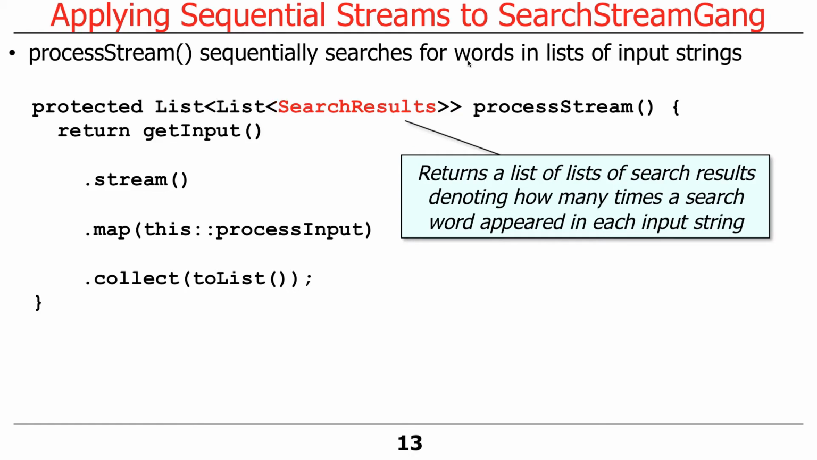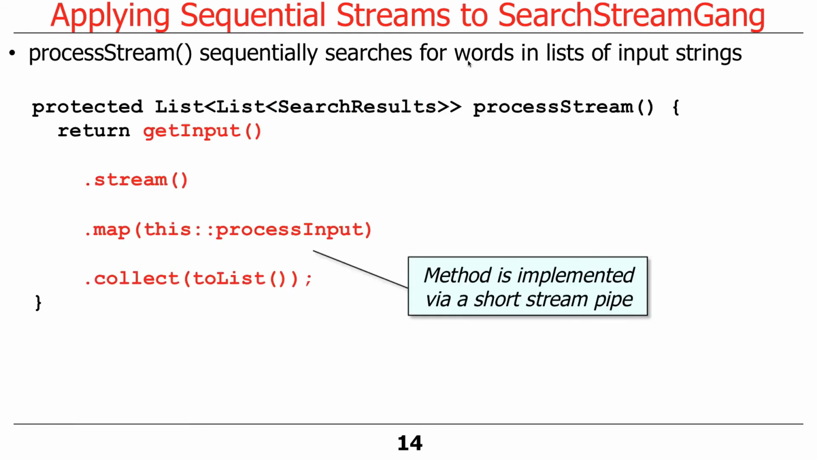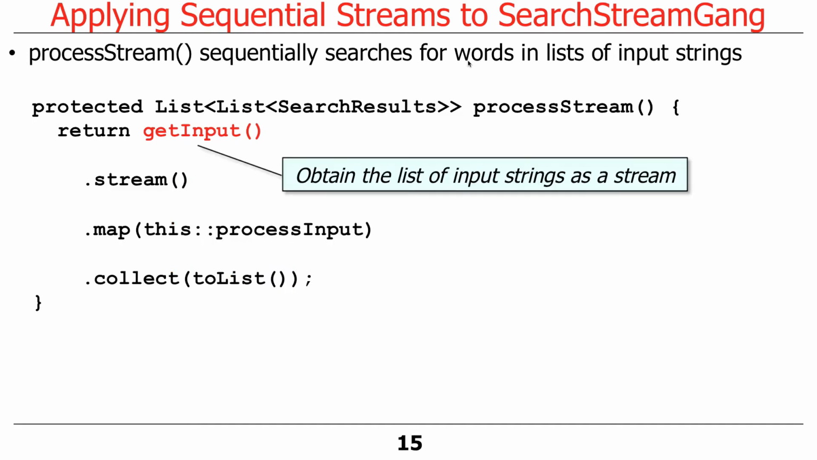The way this is going to work is we are going to use a very short stream pipeline to do all this for us. And you'll notice right away as we go through this, this is very declarative. We're not saying how to do it. We're saying what we want to have done. And here's how it works. We first get the list of input strings as a stream. So get input is going to return a list of input strings to search. Take it on faith that get input returns a list of strings.